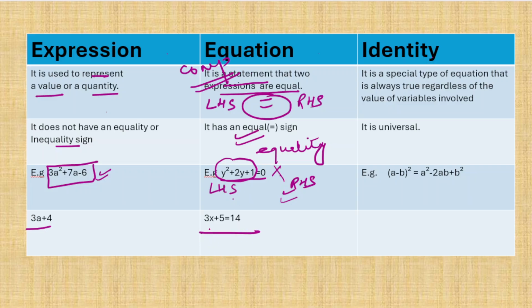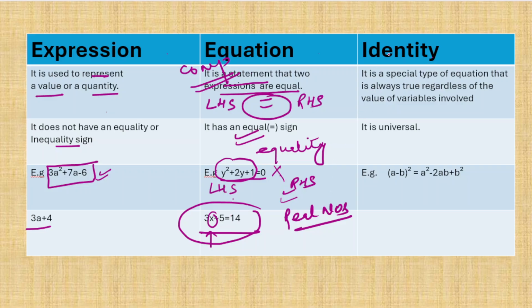Like here you have 3x plus 5 equals 40, true for some value of x. And as we know, we are discussing polynomials, so here variables are real numbers. If you put some real number for x, then for one or two values or for a single value of x, this is going to be true. For the rest, it is not going to be true.